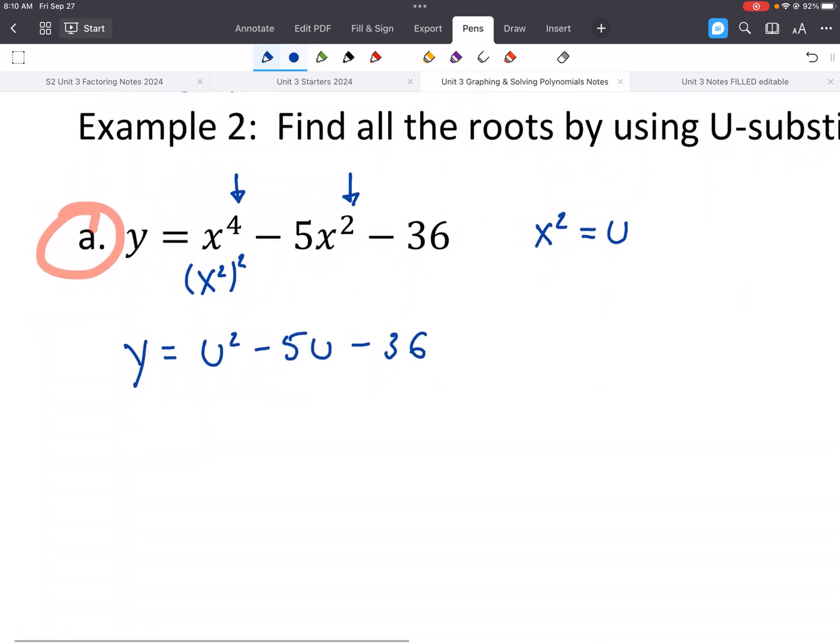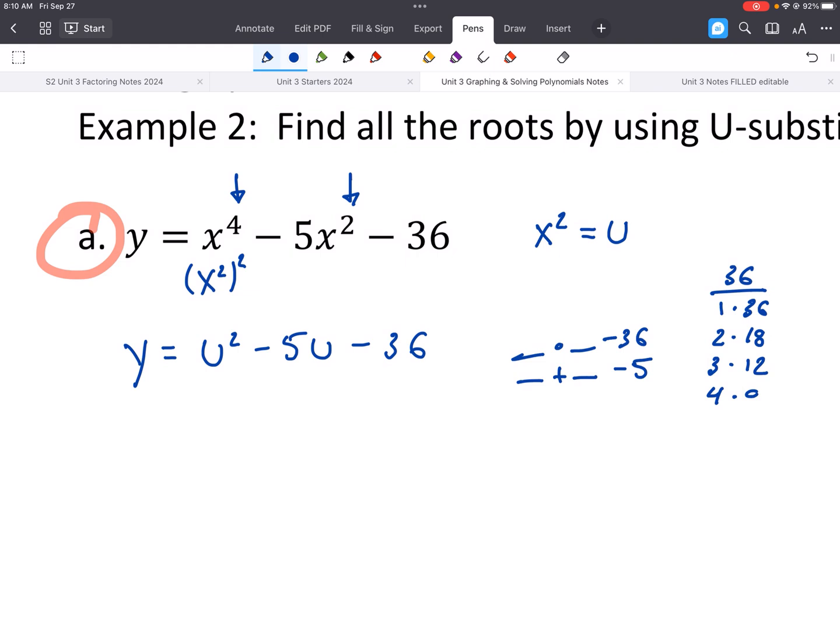Okay, so what could multiply to negative 36 and could add to negative 5? Okay, so again, I always get stuck if we have bigger numbers, so I'm going to start writing down things that can multiply. And then let's see if you can figure it out before I finish. So 3 and I think 12, 4 and 9, and 6 and 6. Okay, so those are our factor pairs.